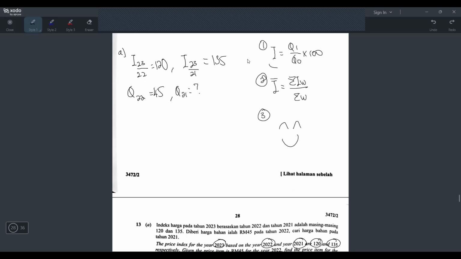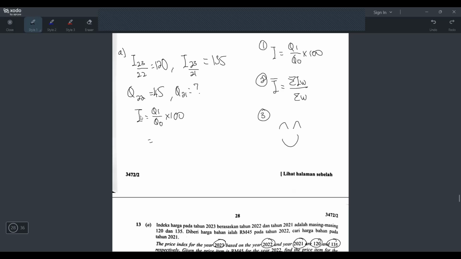You will definitely use the first formula because this is the only formula that you can use to find price. So if the exam question asks you to find price, definitely it is the first formula. Okay, confirm. So you just write down the first formula: I equals Q1 over Q0 times 100. And I always advise students the same thing. Don't fill in the I first. Fill in the Q first.